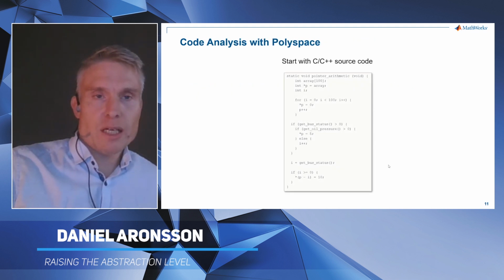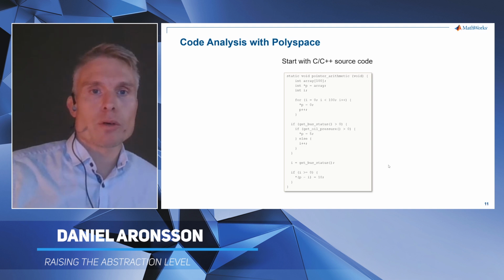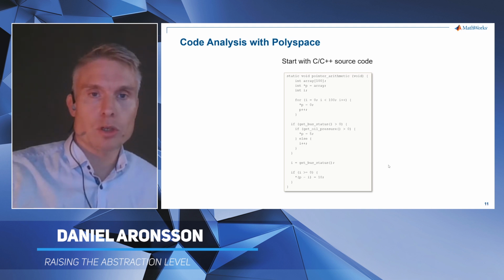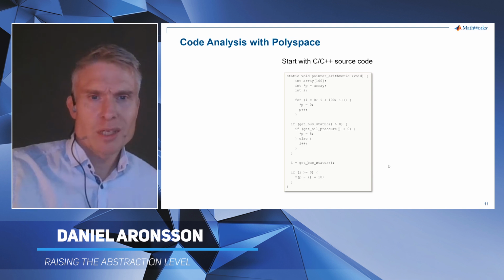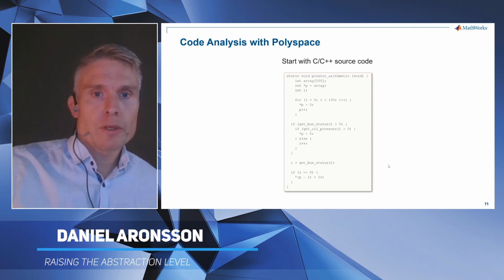And the last thing I would like to mention is that once you have your generated C code, and it may then contain snippets of handwritten C code as well, you may want to check your code for runtime errors to mathematically prove that it's sound code. And we have a tool called Polyspace that will allow you to do that. So here I have a small piece of C code, and it may not be obvious whether this code is safe or not. And what Polyspace will allow you to do is to prove different things.